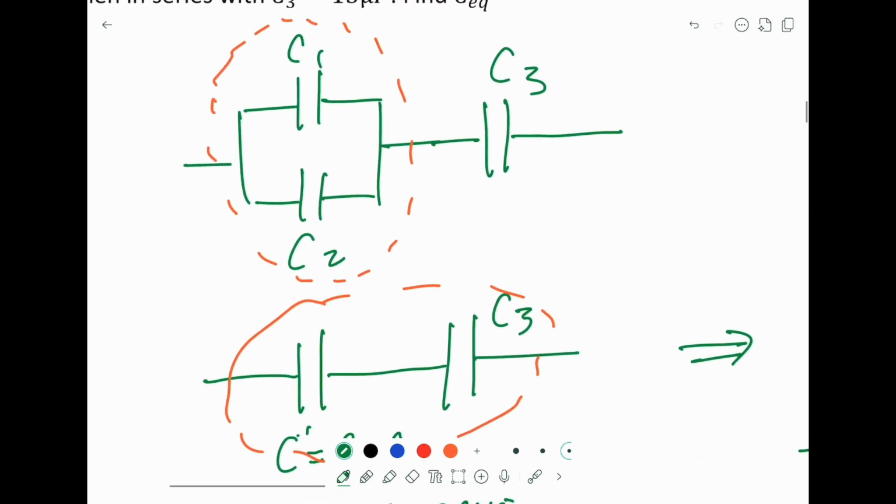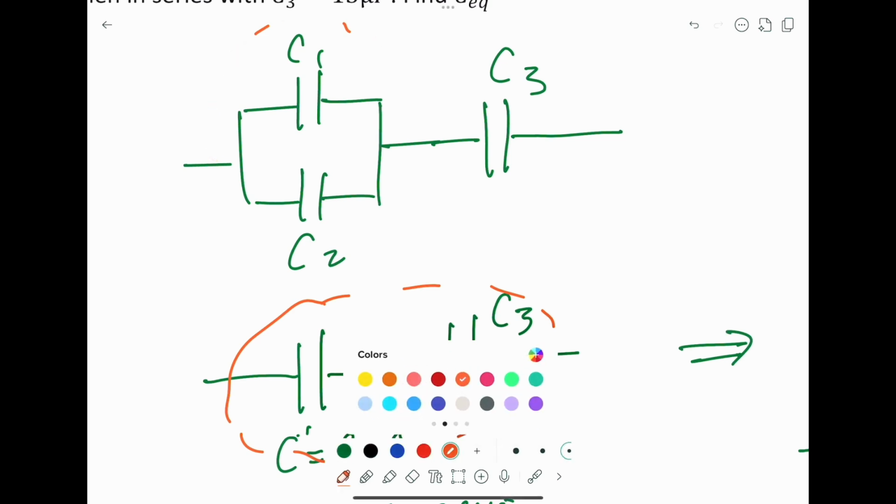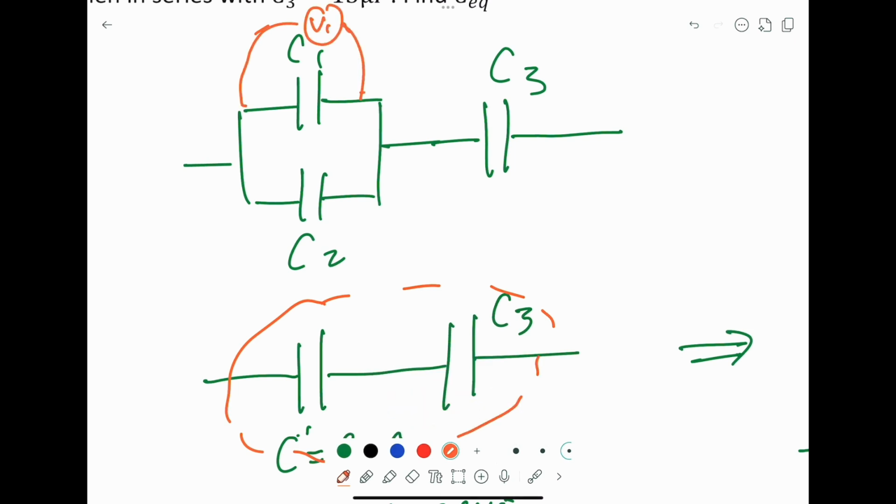One thing we want to look at is some of the characteristics of two capacitors that are connected in parallel. If you measure the voltage across this one, we call V1, and measure the voltage across here, we call V2, they will be the same. Whenever components are connected in parallel, they have the same voltage.